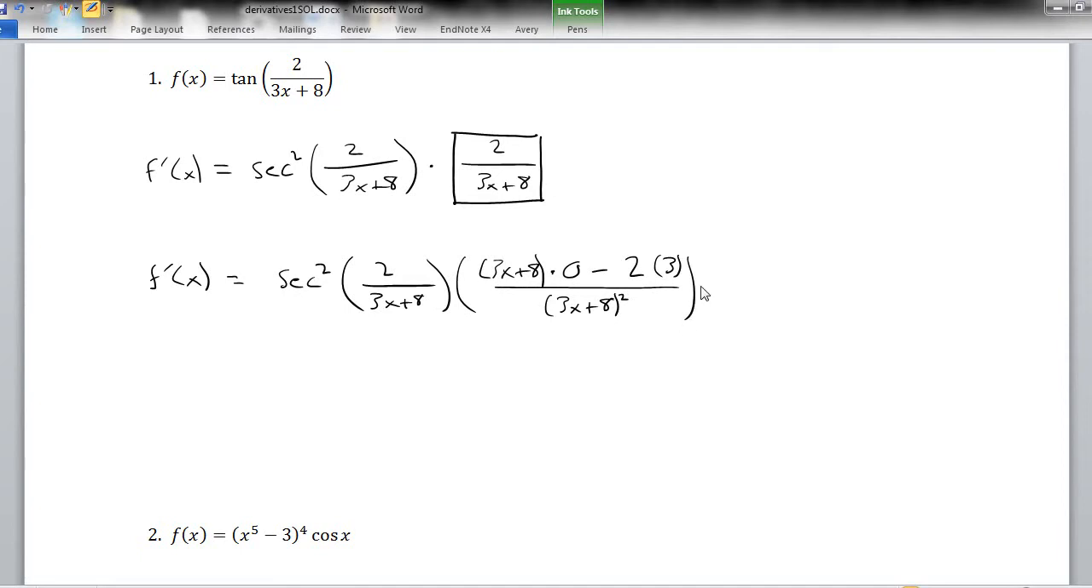Okay, good. And we should try to simplify this stuff a little bit. So let me do that over here. Secant squared of 2 over 3x plus 8. And what do we have here? Just negative 6 over 3x plus 8 squared. Okay, great. Now there's actually one other way we could have done this derivative of this fraction right here. So maybe I'll show you that as well.